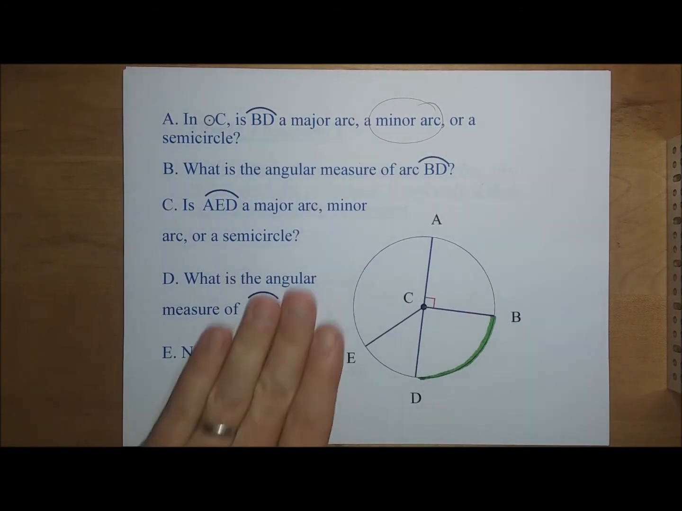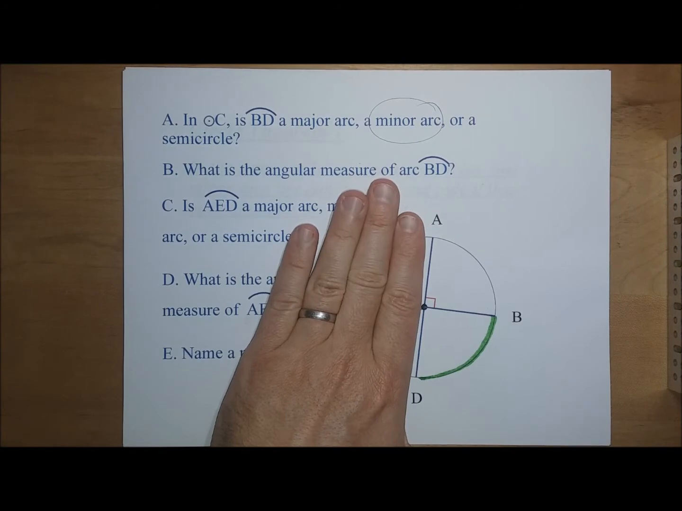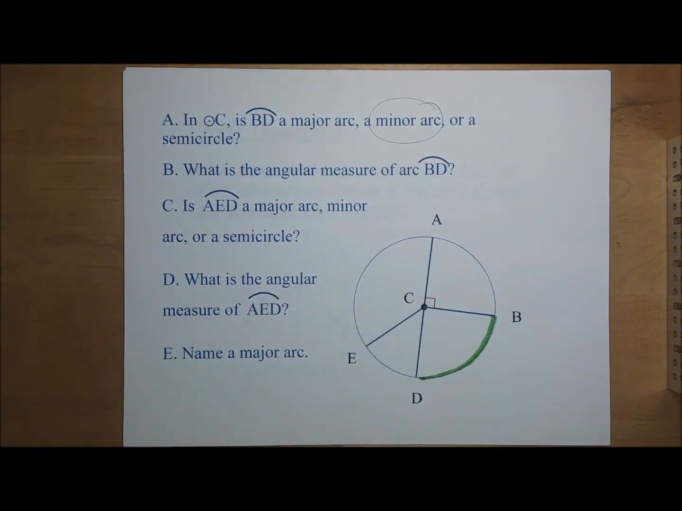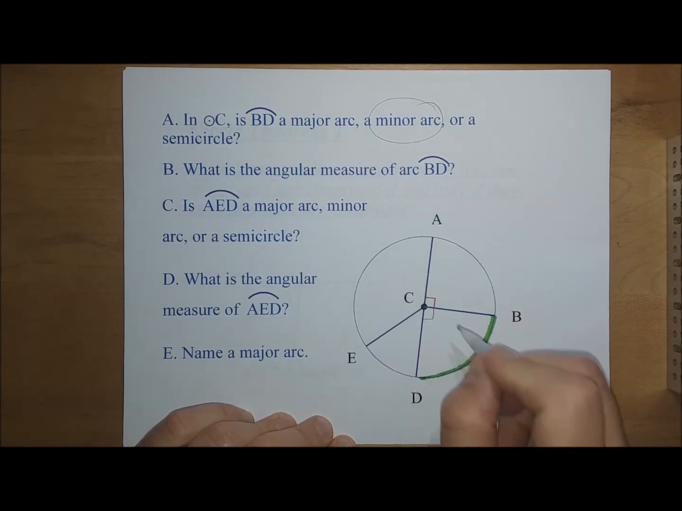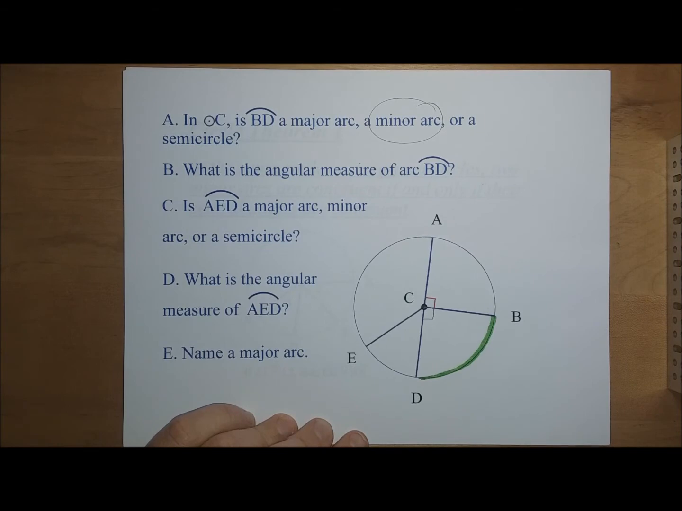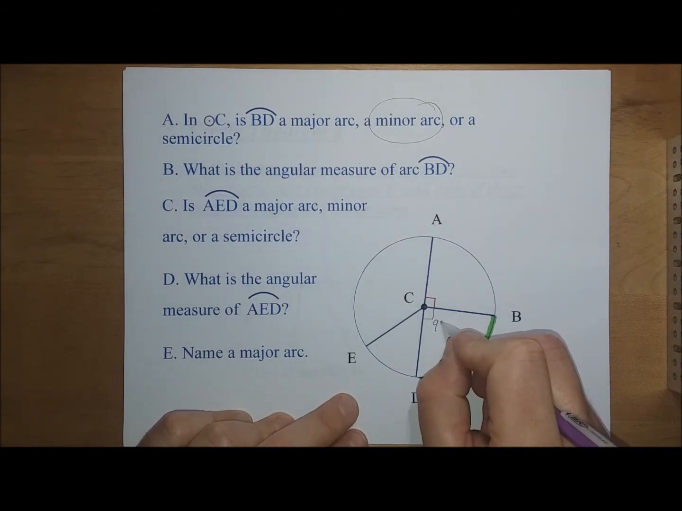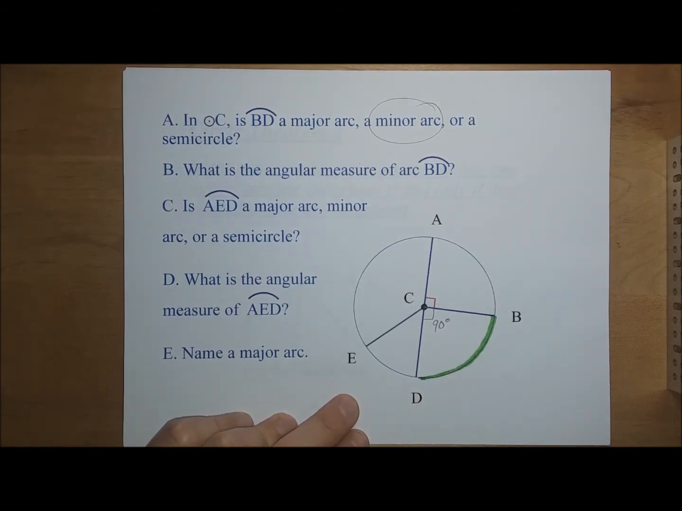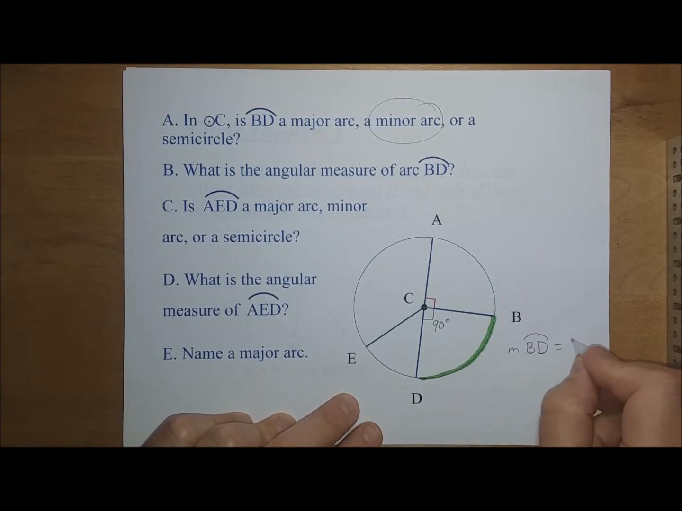What is the angular measure of this arc BD? Okay, well, hopefully we recognize that AD is a diameter. And since ACB is a right angle, that means that BCD will also be a right angle. They'll be supplementary angles. So that means that the central angle here is 90 degrees. So the measure of arc BD is going to be the same as the measure of its central angle, 90 degrees.